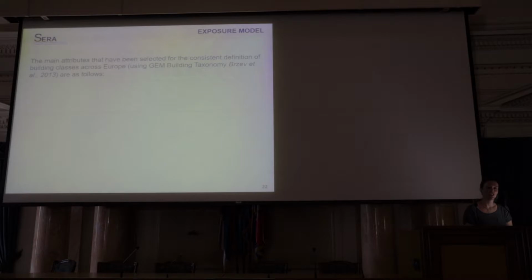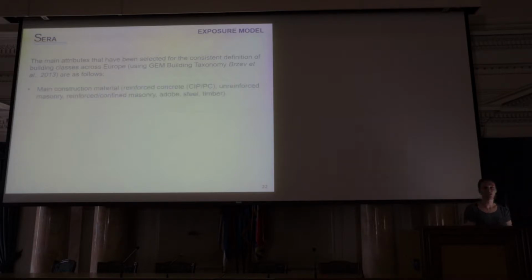As was presented earlier today, we're using the GEM building taxonomy to classify the buildings in every single country in Europe. There are a number of attributes of the GEM building taxonomy. I think Vita showed 13 earlier, but we've selected just a small number that we're using to describe building classes in every single country.